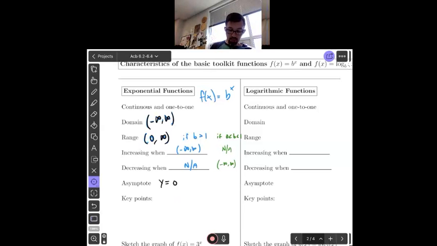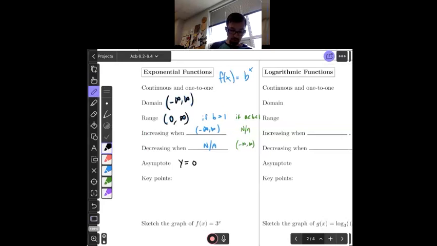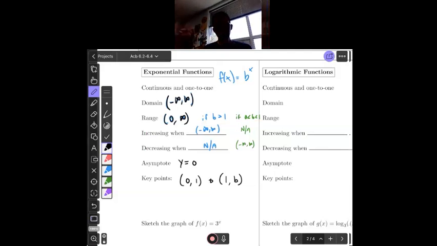The key points to an exponential function are when you plug in 0: b to the 0, no matter what b is, is 1. And when you plug in 1, no matter what b is, you get b back. So 1, b. If it was 2 to the x, then it'd be 1, 2. If it was 1/5 to the x, it'd be 1, 1/5. Those were the easiest points to plot when you're graphing an exponential function.